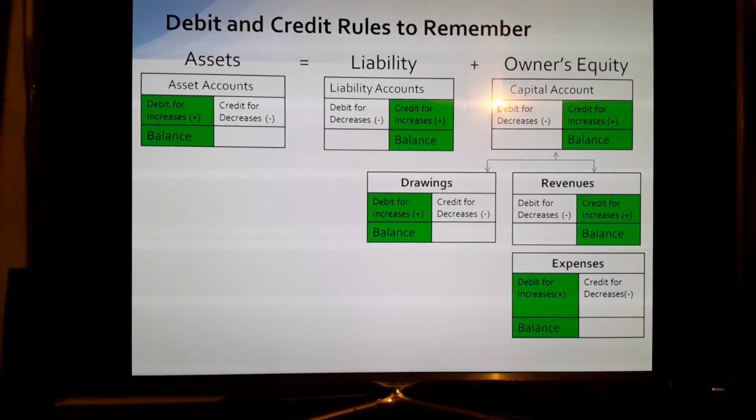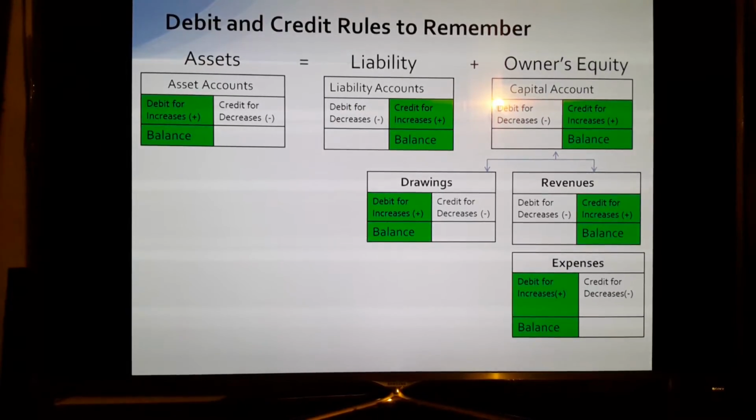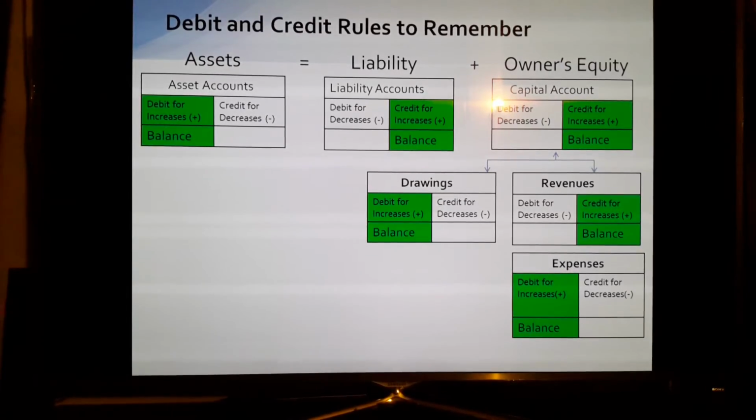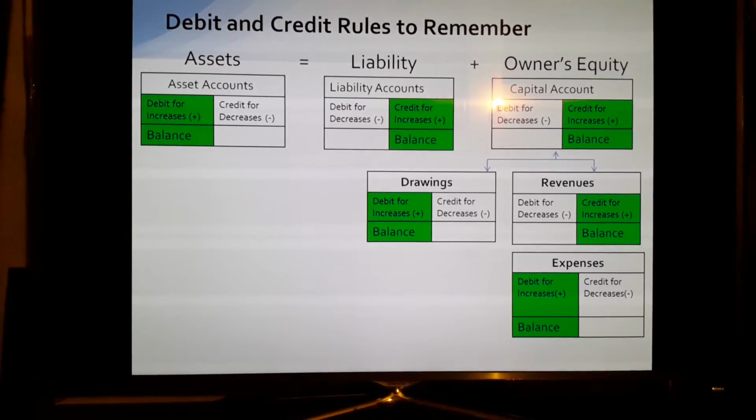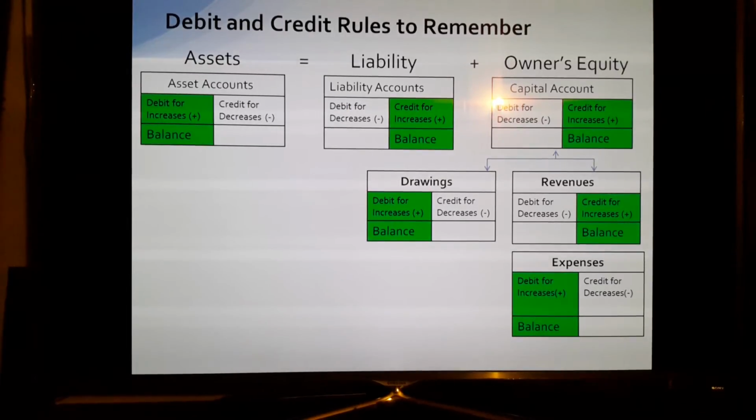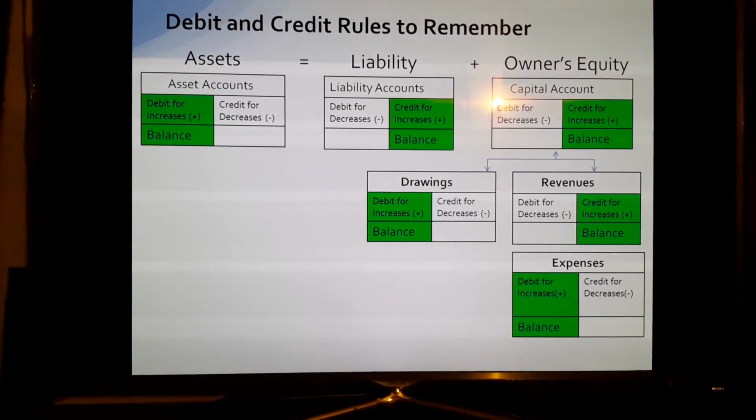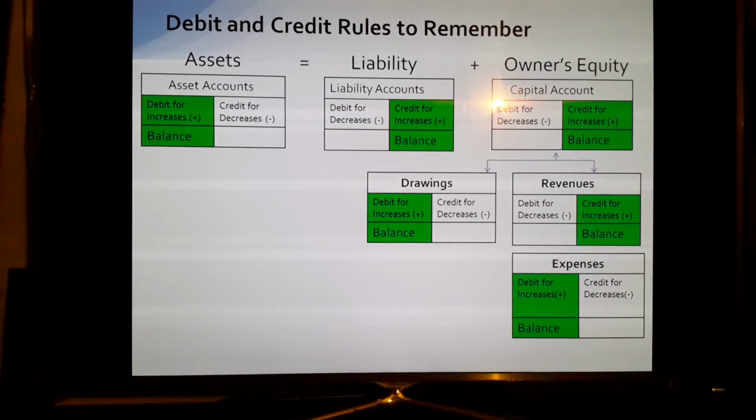Liabilities are opposite to assets. Liabilities increase on the right and decrease on the left. Wherever you see the green color, that's the increase. Wherever you see the white color, that's the decrease. So pay attention to that.